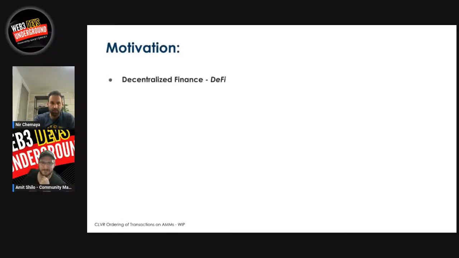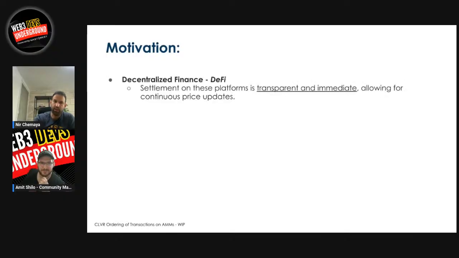So I will give a motivation for why I think DeFi is so fascinating. In decentralized finance, what is nice is that using blockchain technologies, we can execute transactions in a transparent way, so that everyone can see all the transactions, everyone can see what everyone is doing immediately, with finality.